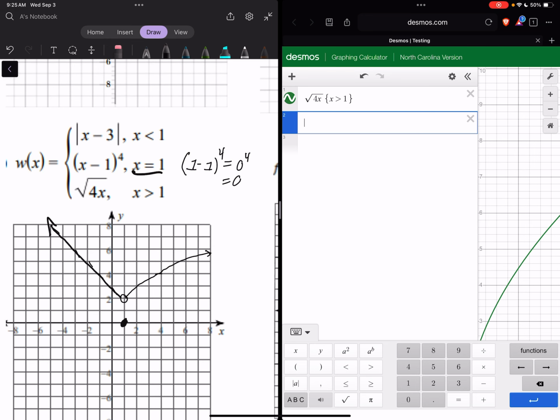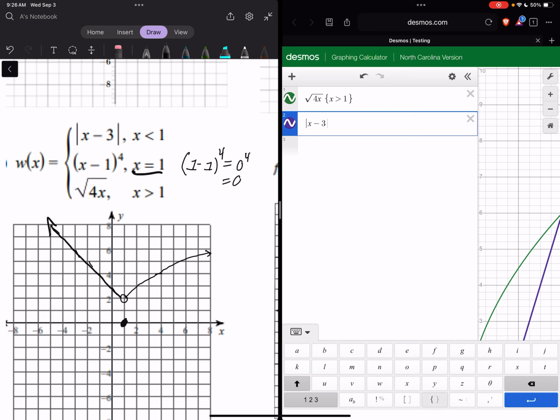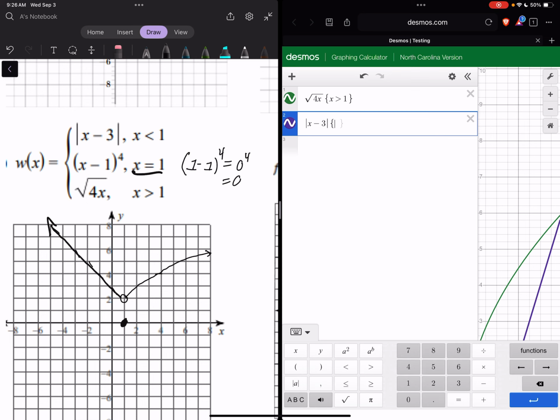All right, let's type in the rest of this. Absolute value of x minus 3, curly bracket, x less than 1. If you don't know how to do absolute value on the computer, it is shift and then the button in between backspace and enter. So shift backslash is what it is.